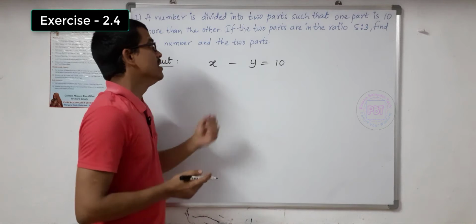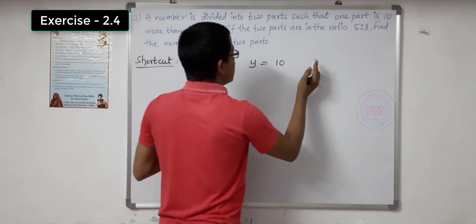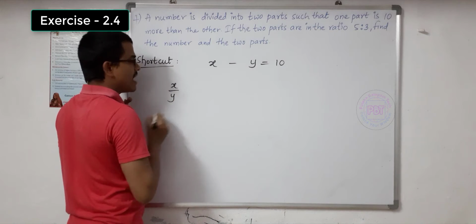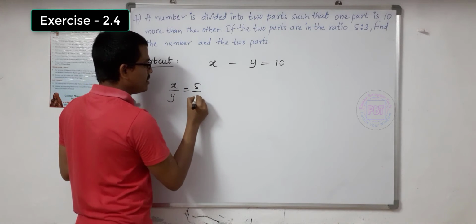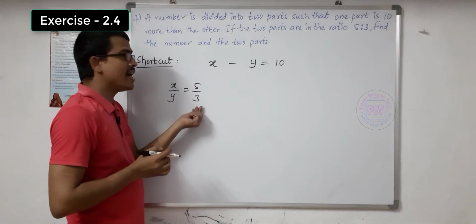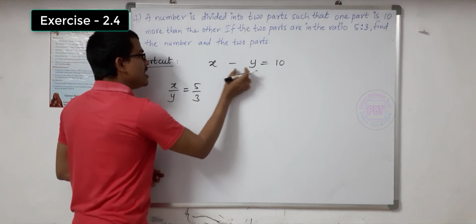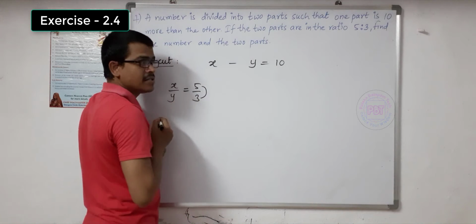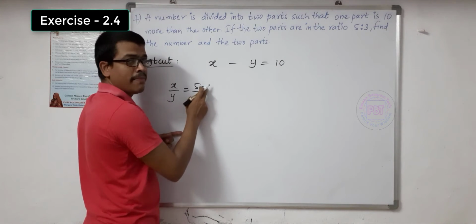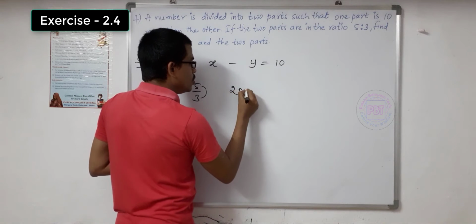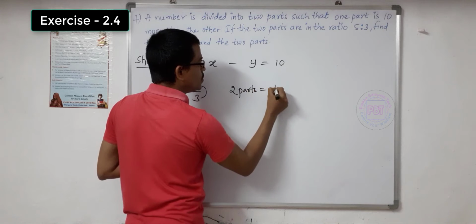Isn't it? Yes. Now if you observe, the two parts x and y are in the ratio x by y. Ratio is nothing but fraction, 5/3. That is nothing but 5:3. These two parts are in the ratio 5:3. If you observe, the difference between the two numbers is 10. Then what is the difference between the parts? 5 minus 3 is 2 parts. It is nothing but 2 parts value. 2 parts equal to 10.